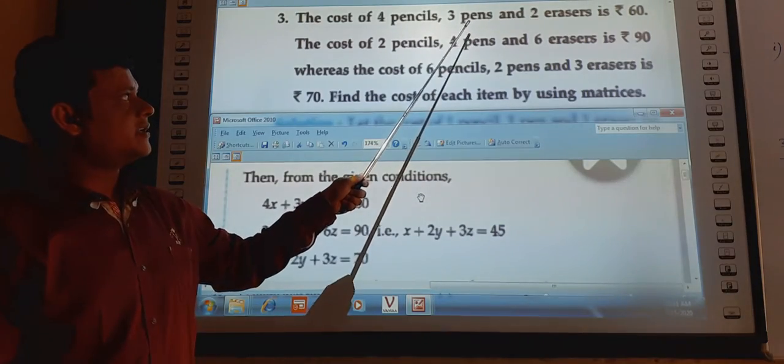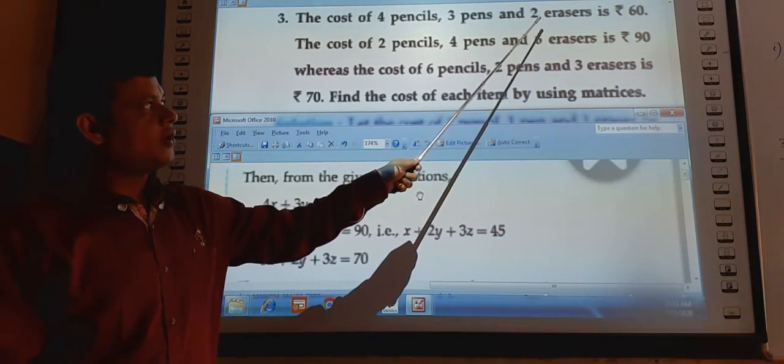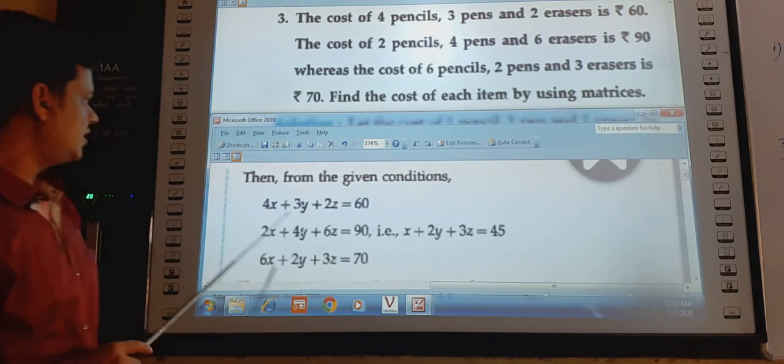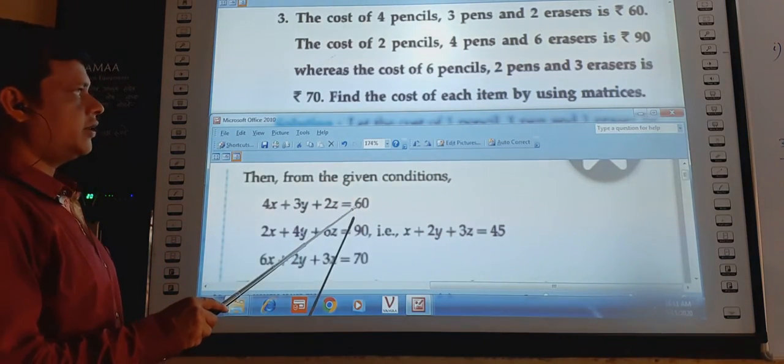Cost of 3 pens is 3y. Cost of 2 erasers is 2z. So the total cost is 4x plus 3y plus 2z equals 60.